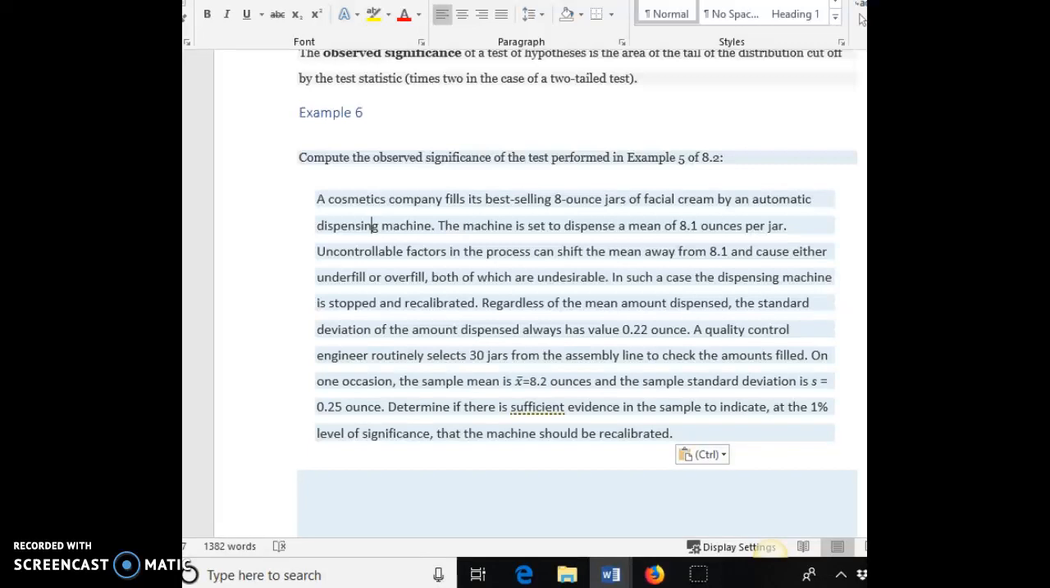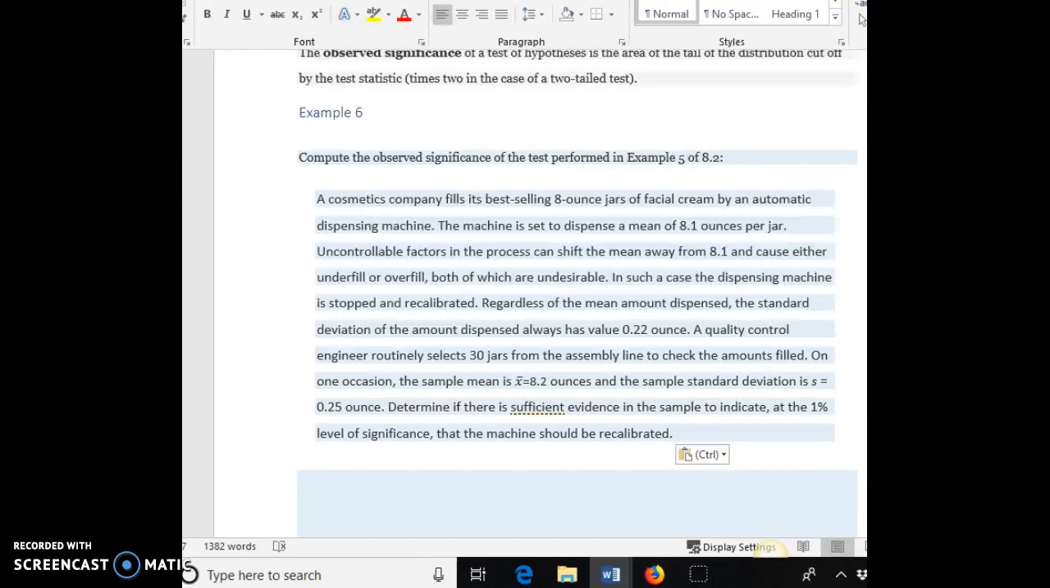For this example, we are going to look back at the same example we saw in the prior section. However, instead of doing it in the way that we did in the prior section, we're going to use the observed significance of the test, or the p-value approach. So let's look at this same problem that we did in example 5.